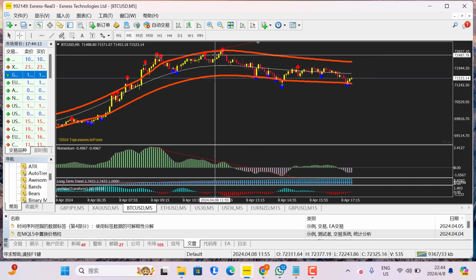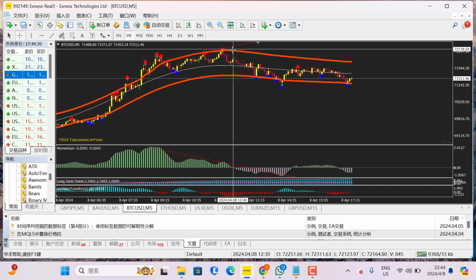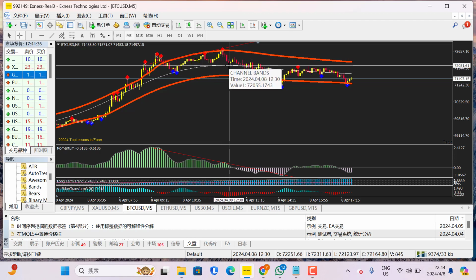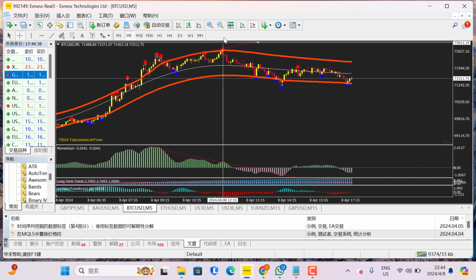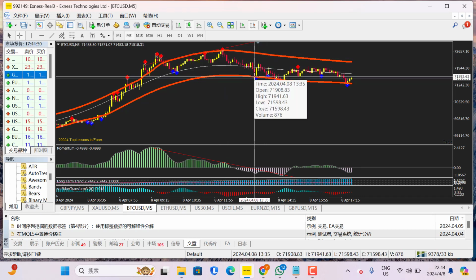For TP and SL, for the SL you can measure the distance between these two bands and put your SL here. As you can see, both bands are not far away, so you can measure the distance and set your SL here. But if the distance between the two bands is very high, then you can measure the distance from the upper band to the middle band and put your SL there. It is up to you which method you want to use. And for take profit, once you have opened your sell position, you can wait for the price to touch the lower band, then close your position.